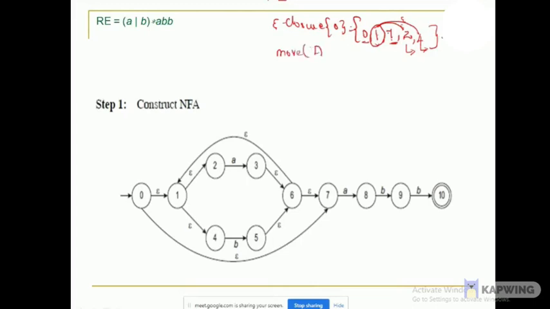This is mentioned as A now. Move A comma A.